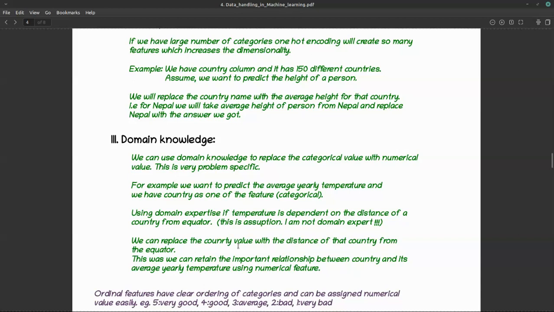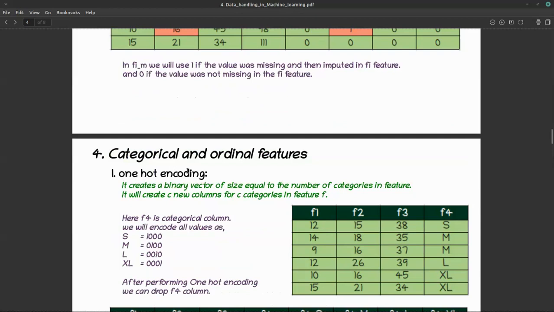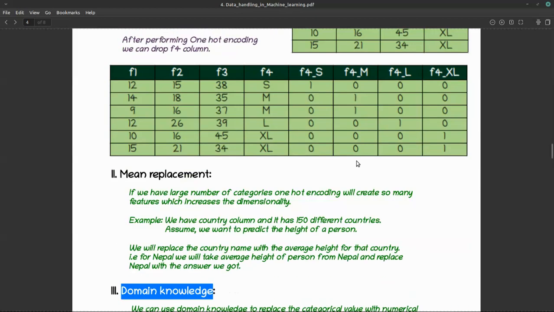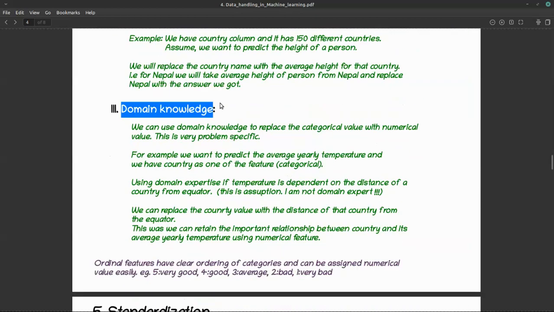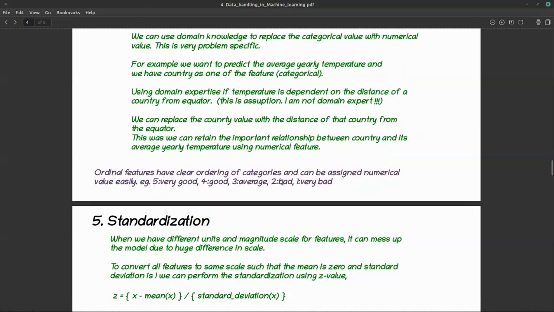You can do that, correct? Because the distance from the equator has a direct impact on the temperature, so you can do this. But this is only possible when you use this domain knowledge, right? So using domain knowledge, you can also convert your categorical feature into a numerical feature. Very interesting. And for this you need a domain matter expert, or subject matter expert, SME, I guess it's called, right?